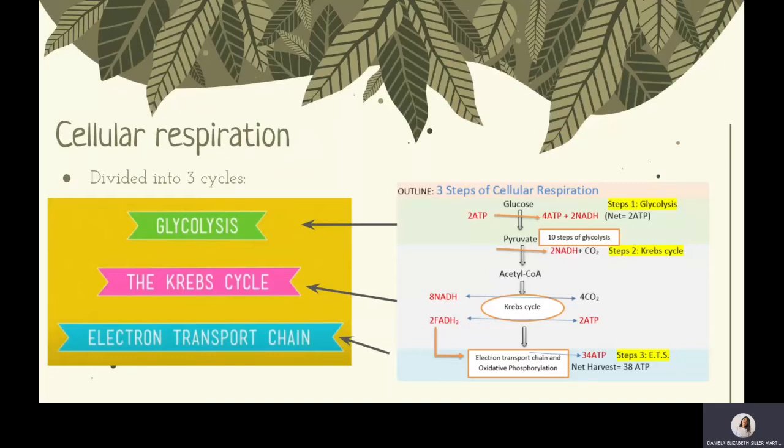Okay, so we have cellular respiration, and it is divided into 3 cycles or steps. We have glycolysis, Krebs cycle, and electron transport chain. In the right image, we have the steps, or what is called the outline, of how it is formed with the enzymes and everything.